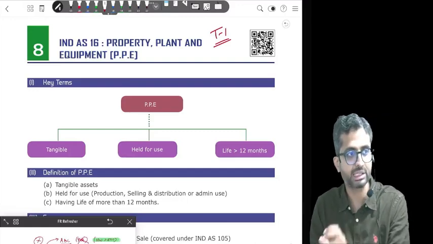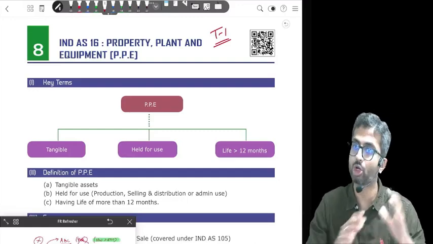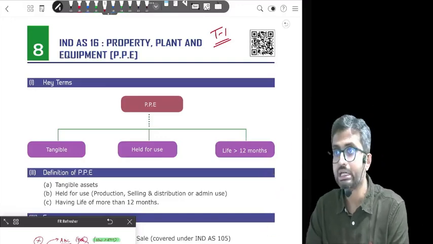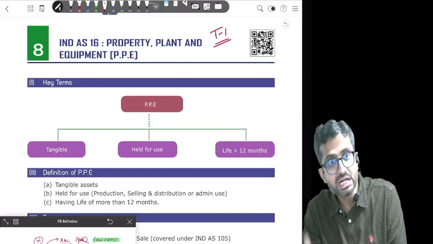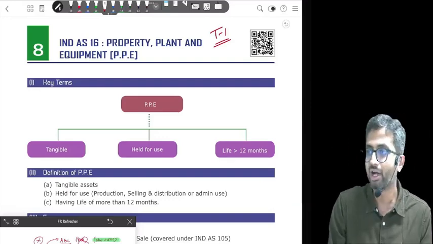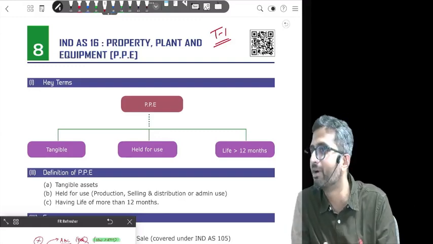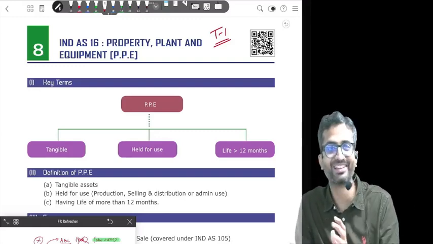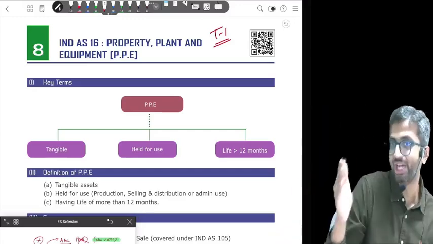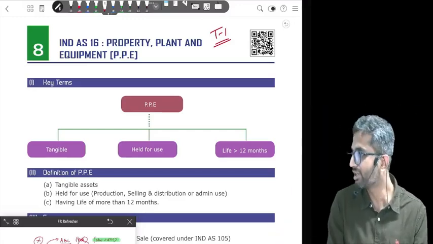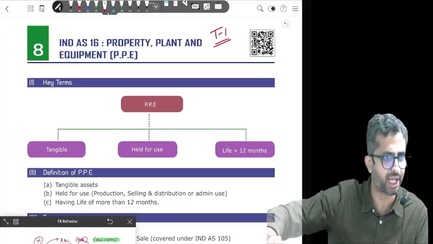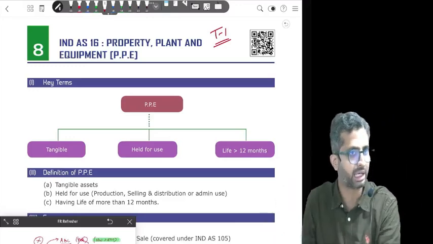Right? So in practice, one needs to remember that merely because these 3 criteria are satisfied does not mean everything becomes PPE. When these three criteria are satisfied and it is material, it becomes a PPE. Materiality is subjective. Like a wedding for us and a wedding for the Ambanis, there is different materiality. So materiality can be subjective. But nevertheless, from an exam perspective, we skip that materiality angle and we look at these three criteria.